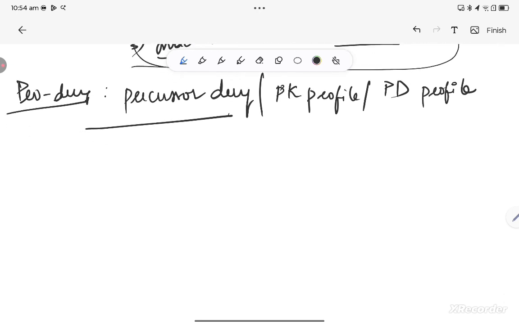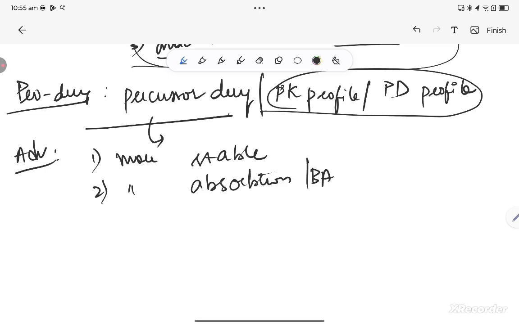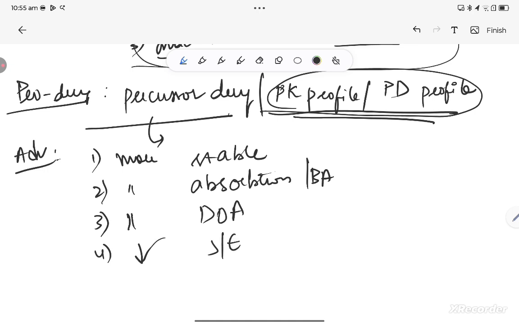Clear? And usually this precursor drug, majority of the time, not always, has no biological action. And advantages of prodrug are obviously these. It's more stable, more absorption or more bioavailability, and all other things, prolonged duration of action, less side effects, all these will be there.